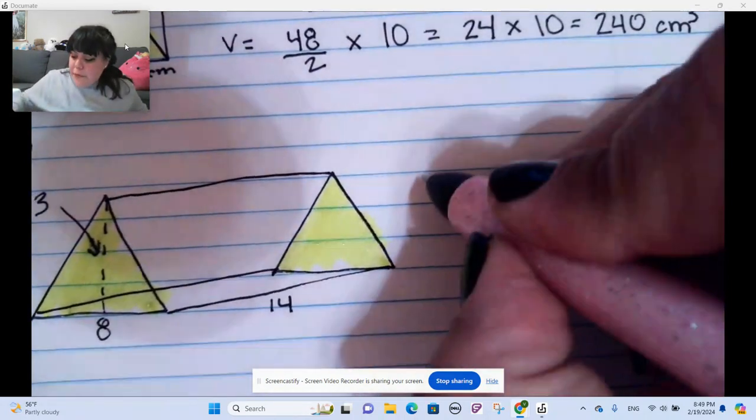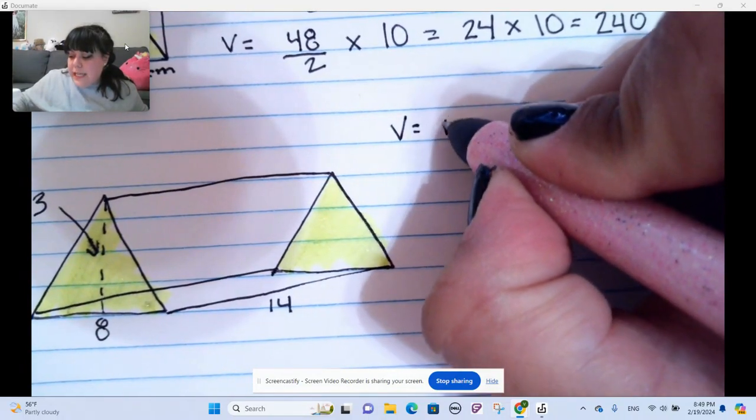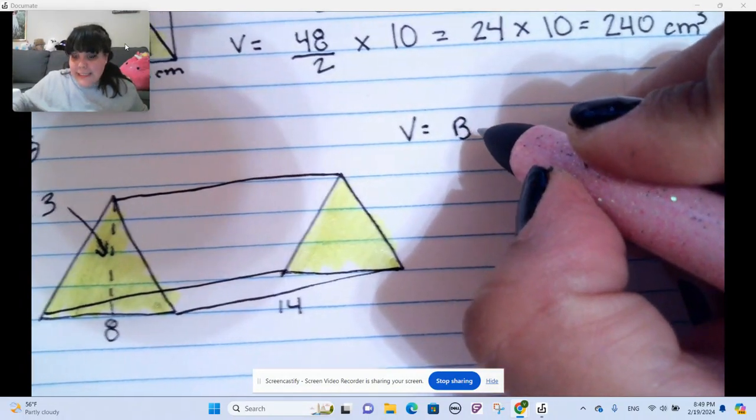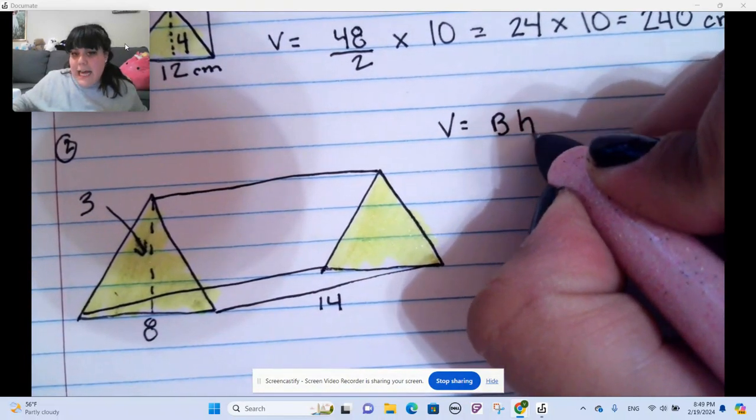All right, so my formula again, I'm going to find volume equals the area of my base, so the area of this triangle, times the height of the prism.